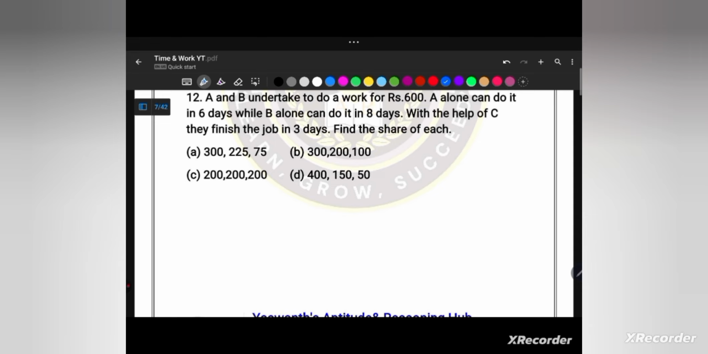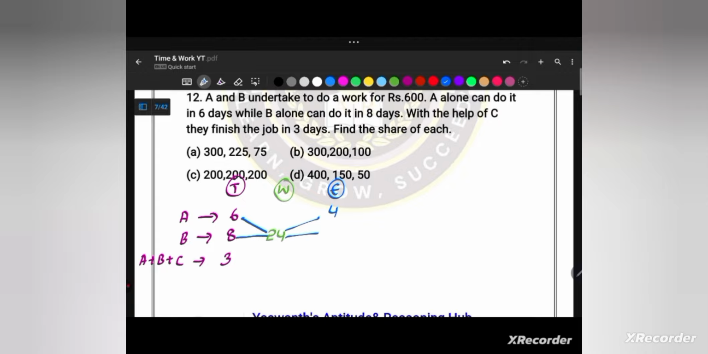How will we find it? In the second statement, he mentioned that A takes 6 days, whereas B takes 8 days. With the help of C, all together, A, B and C will be able to complete the work in 3 days. These are the time periods given in the question. In the next step, we find the work, that is the LCM of the given time periods. It will be 24. Coming to the efficiencies, 24 by 6 means 4, and 24 by 8 means 3.